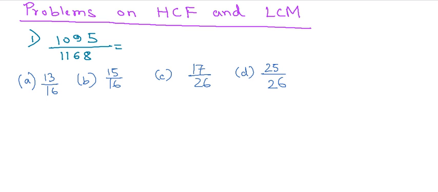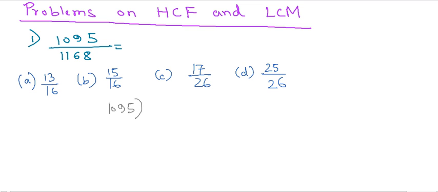So let's look at the first problem. Here we have been given this and we have to reduce this to its lowest terms. So when you have to reduce this type of large number to its lowest terms, what you can do is find out the HCF of these numbers. HCF will be the largest number that exactly divides both of them. So in this way you can reduce it. So let's find out the HCF.